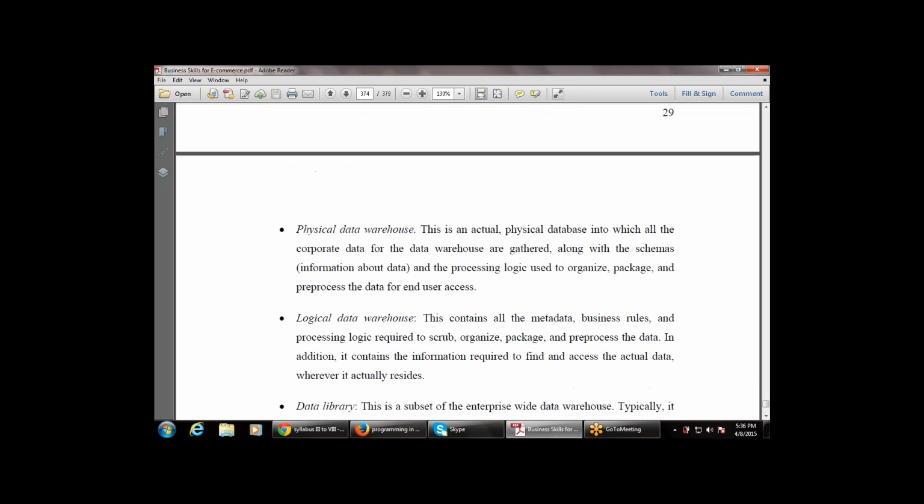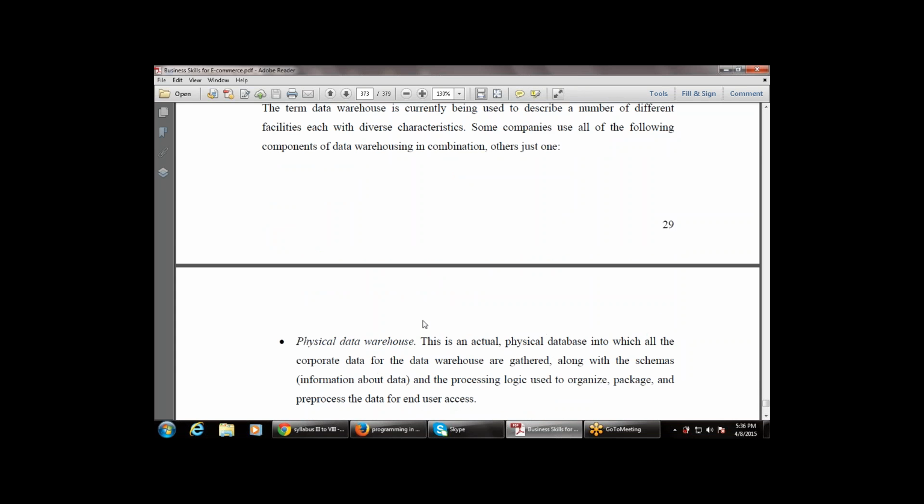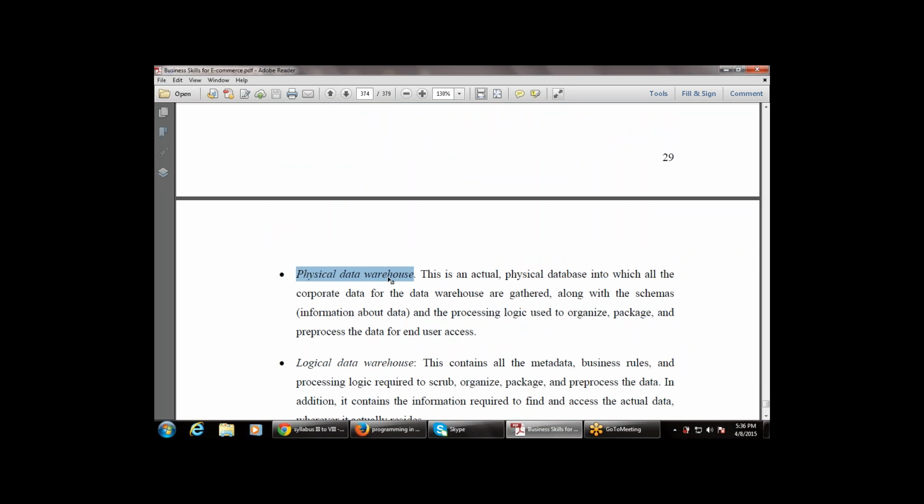Now, what are the types of data warehouses available to an organization? This is an important one. One is the physical data warehouse. That is, the data is physically stored in a data warehouse, along with information about the data, and it is also possible to organize, package and pre-process the data for end user access. So users can easily access the physical data warehouse.